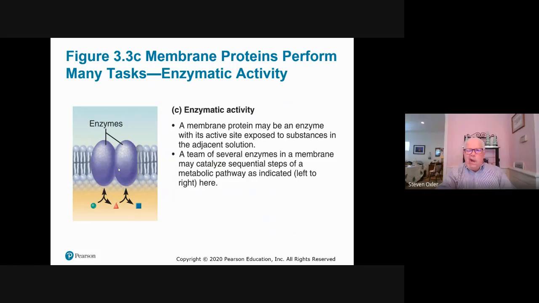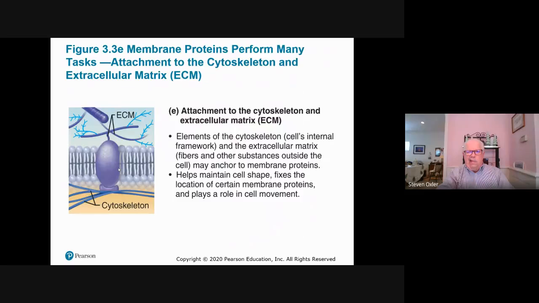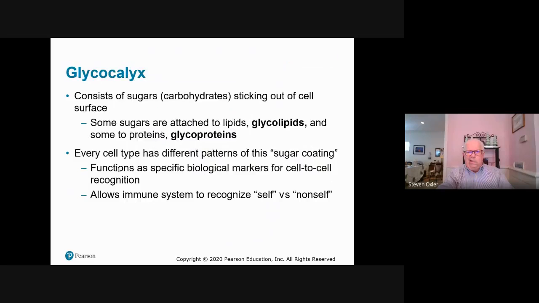And the other ones are enzymes. They function as enzymes. So know the difference between integral and peripheral proteins. Don't dig into this way too much. You don't really have to know all the intricacies. Just know the differences between integral and peripheral proteins.